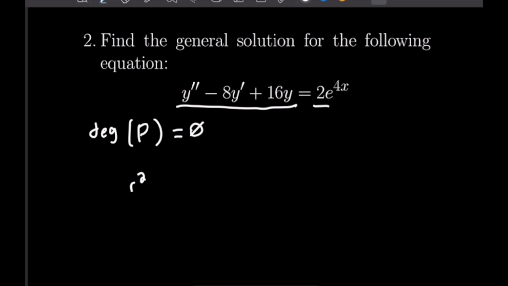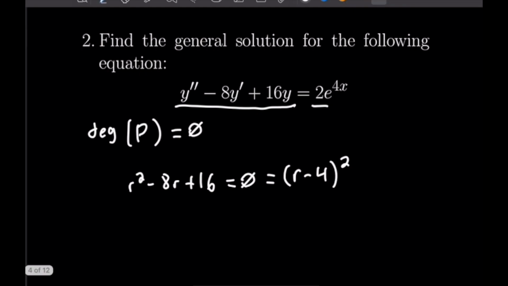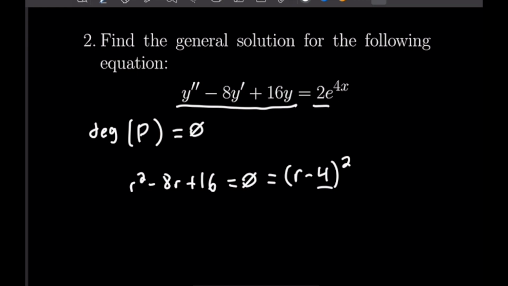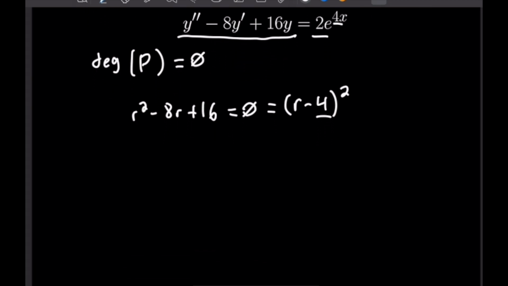Now let's go ahead and find the roots to this characteristic polynomial. So we'll have r squared minus 8r plus 16 is equal to 0. But that, of course, is equal to r minus 4 squared. So that means we have a double root of 4. But if you notice, our k here is also 4. So that means we will use our formula for when we have a double root. So our particular solution, y sub p, is going to be equal to ax squared times e to the 4x.